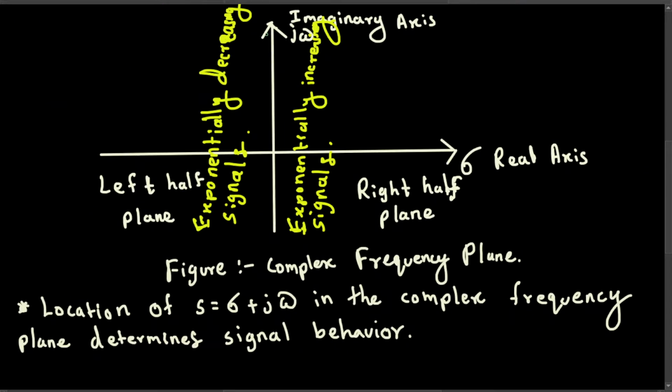Now finally, this is the graph. The imaginary axis is j omega and the real axis is sigma. This is the left half plane, this is the right half plane, and this side represents exponentially decreasing signals. This side represents exponentially increasing signals. Figure: complex frequency plane. The location of s is equal to sigma plus j omega in the complex frequency plane determines the signal behavior. And that's it for this video.